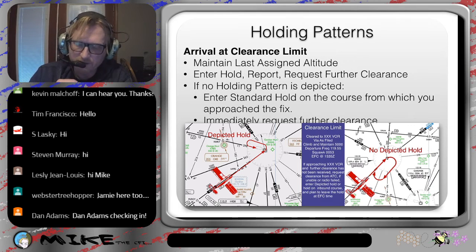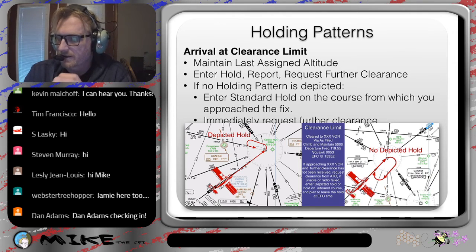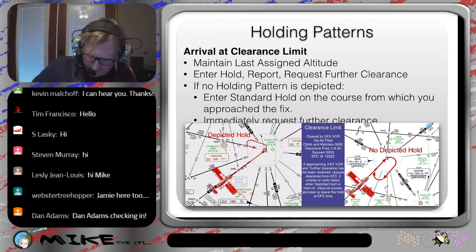It also plays a big role in lost communication procedures, which might be the reason why you didn't get that further clearance that you were planning on when you arrived at your clearance limit. In either case, we'll discuss that in detail later, but for the purposes of a holding pattern here, on the en route chart, sometimes they will depict a holding pattern on there.